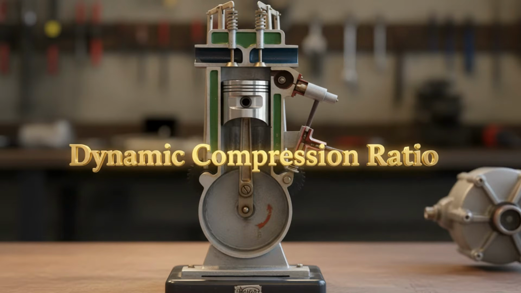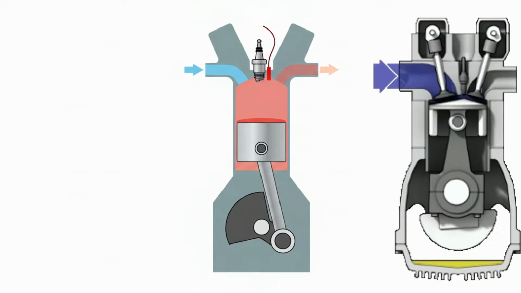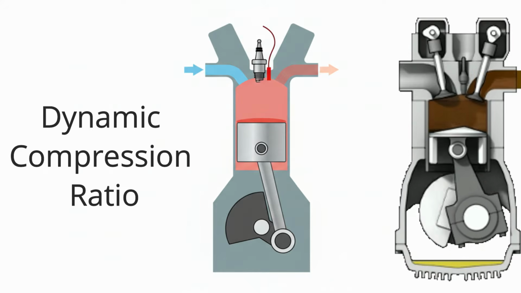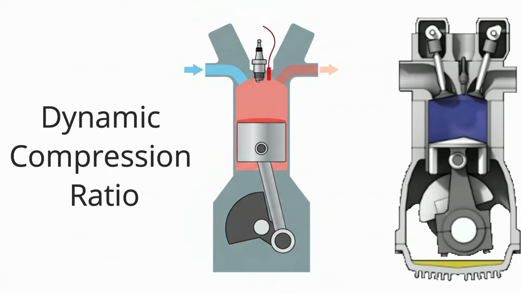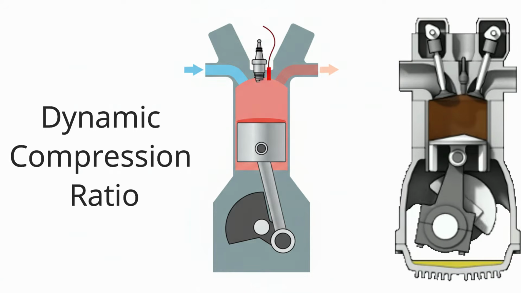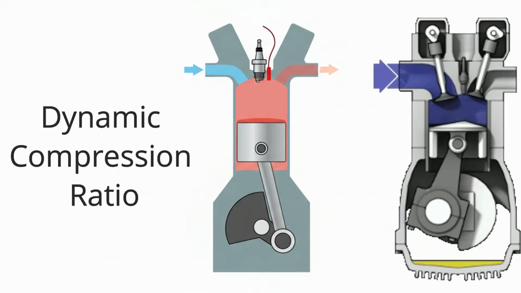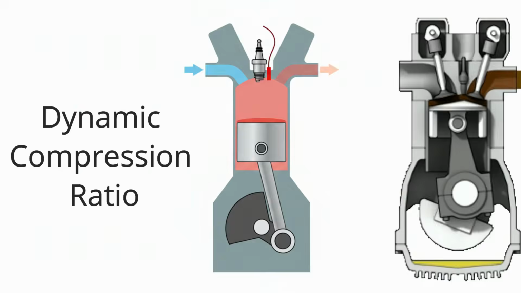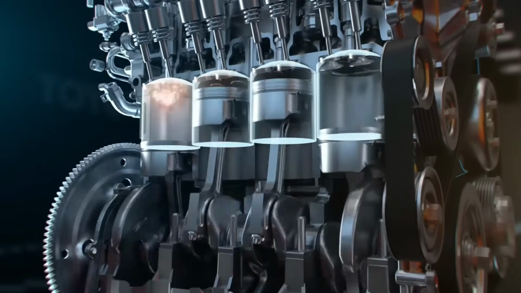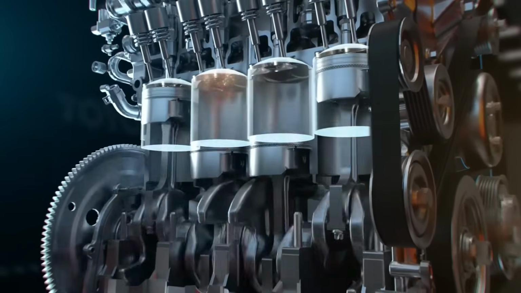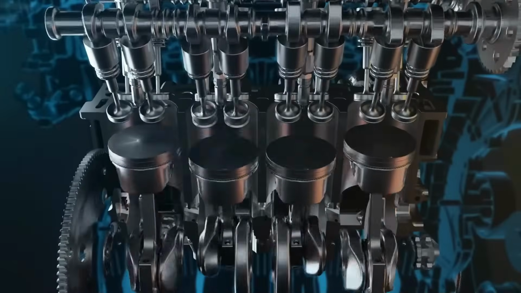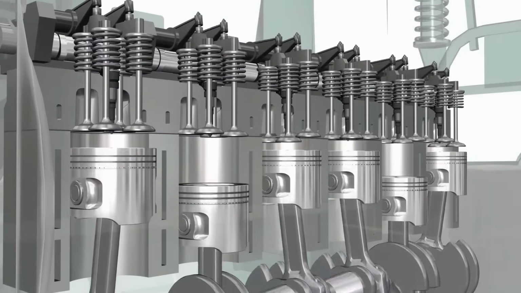The dynamic compression ratio is a more advanced and realistic measurement. In real engines, air is not trapped perfectly inside the cylinder. Valves open and close while the piston is moving, and some air can escape or enter during the compression stroke. This means the effective compression can be lower or higher than what the static number suggests. Dynamic compression ratio considers when the intake valve closes, how much air actually remains in the cylinder, camshaft timing, and airflow behavior at different engine speeds.